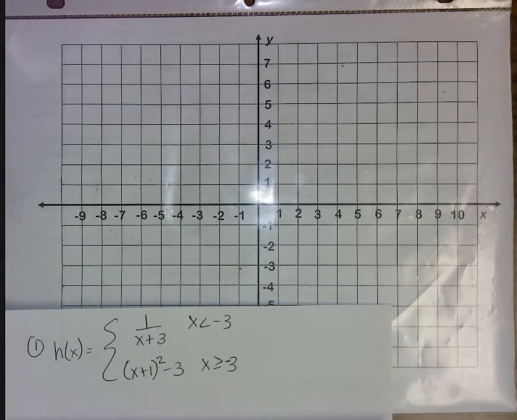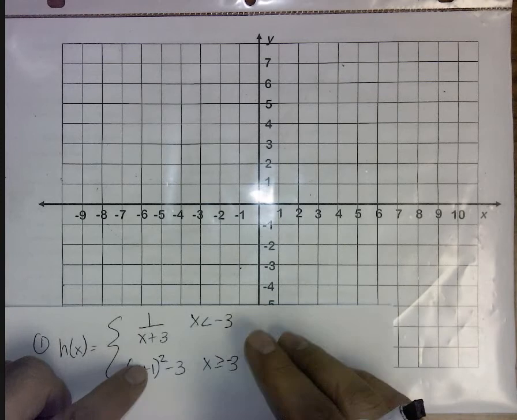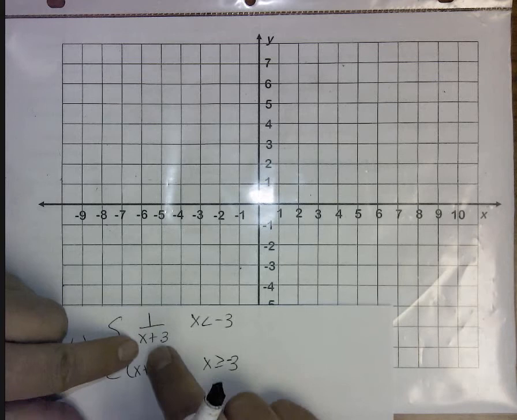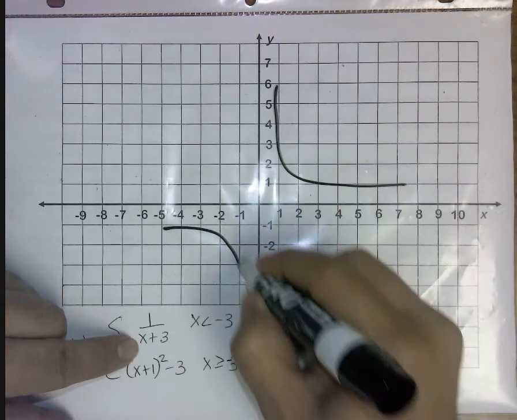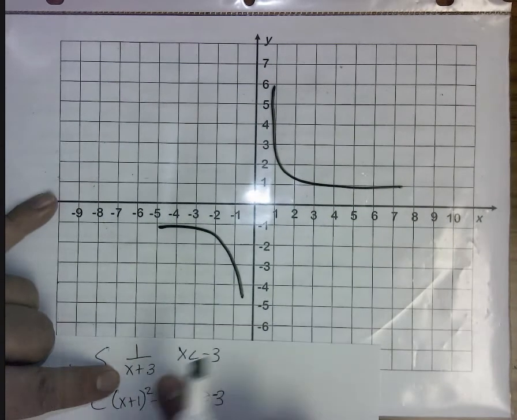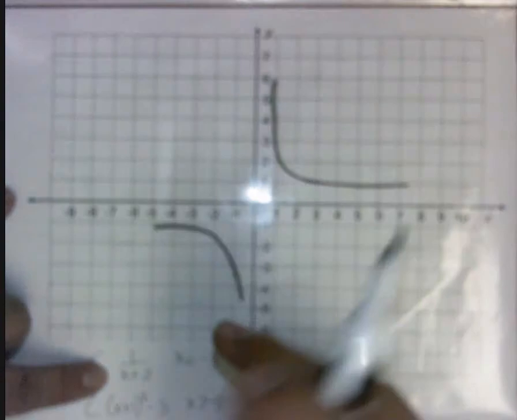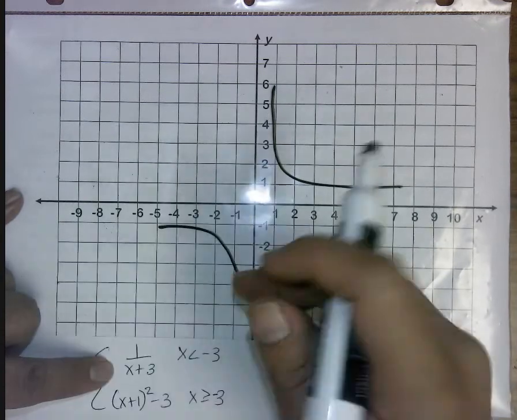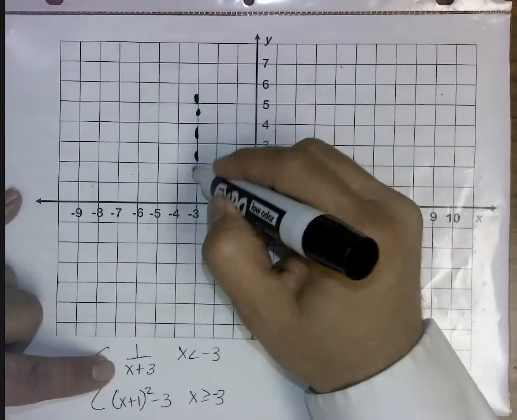So what I would recommend is draw each of them first, and then get rid of the part that you don't want. So we're going to draw 1 over x plus 3. Now I know that 1 over x looks like this. Basically, this is 1 over x, the reciprocal function. But I want to shift this over 3 units. So what I'm going to focus on is the vertical asymptote. Now I'm going to move this vertical asymptote to the left 3 units. So instead of that being there, it's going to have a vertical asymptote here.